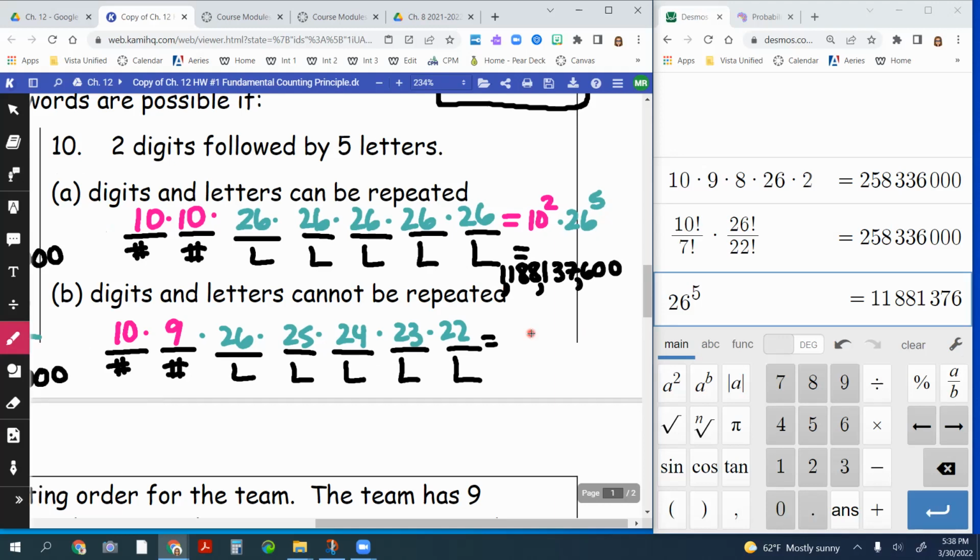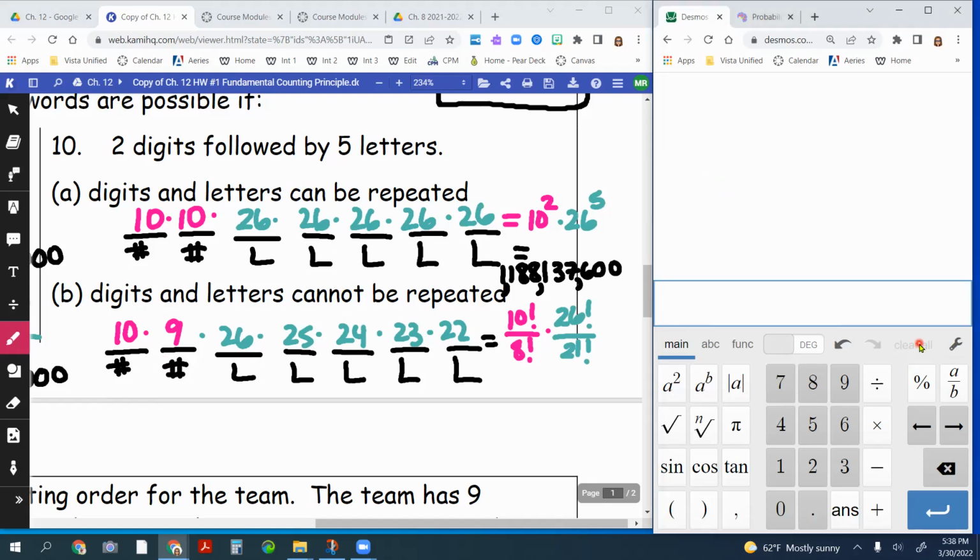Okay, now for this one, if I want to put this in my calculator, I can do it as I see it, or I can write 10 factorial, and to get 10 times 9, I can either go 10 factorial or times, what am I missing, 8 divided by 8 factorial, or just put in 10 times 9. That's probably a little easier, but I just want you to start understanding this. And then 26 factorial, and then 26, 25, 24, 23, 22, I'm missing 21 factorial. That would give me the same answer.